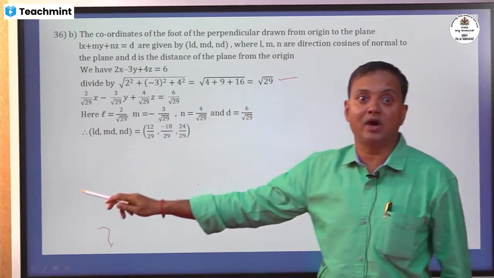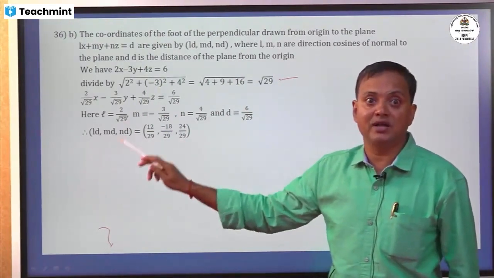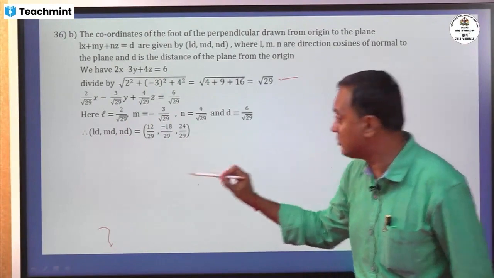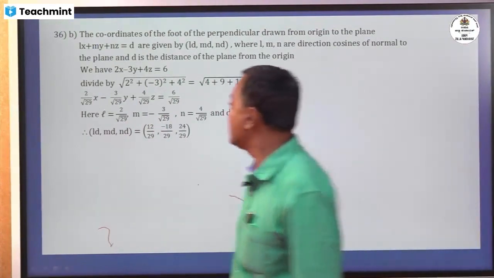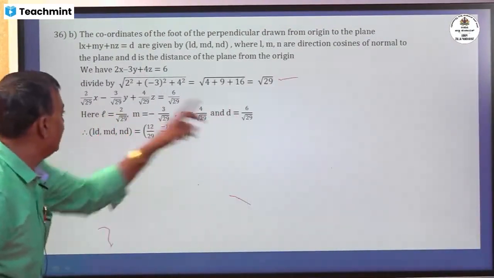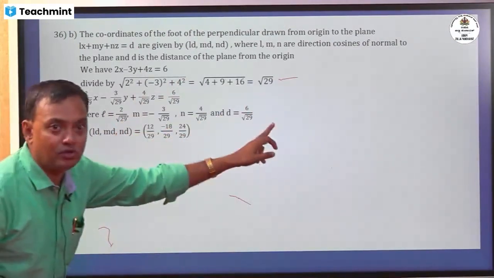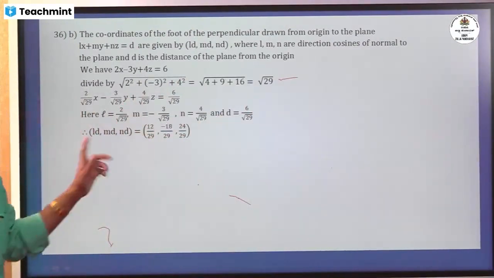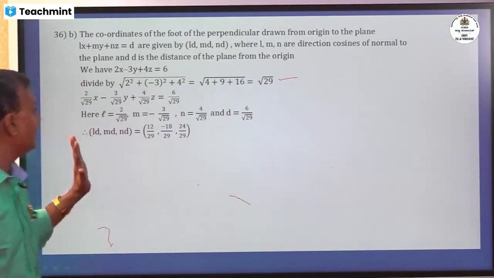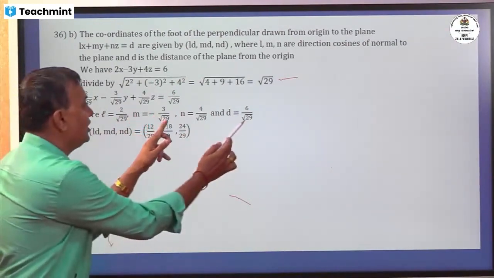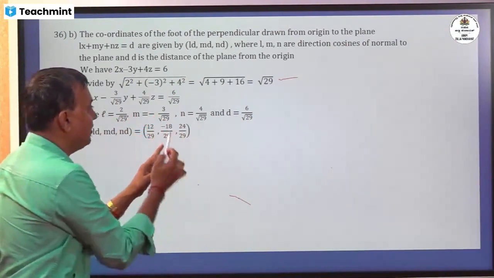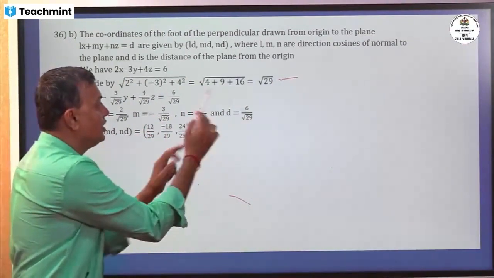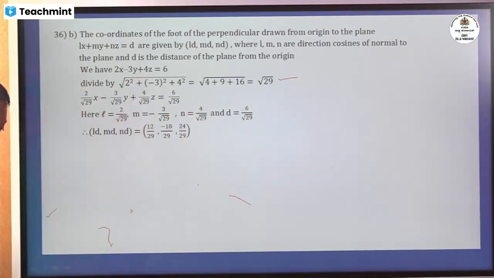Then use the formula Ld, Md, Nd. Substitute the values, we get the answer. L into D: 2 by root 29 into 6 by root 29, 12 by root 29 into root 29, that is 12 by 29. Similarly, multiplying these two, minus 18 by 29, and multiplying these two, 24 by 29.